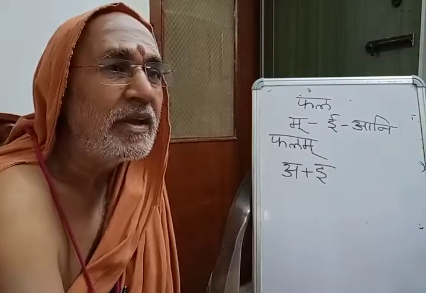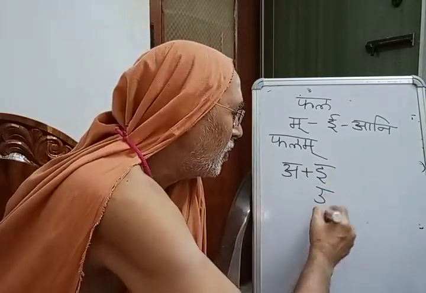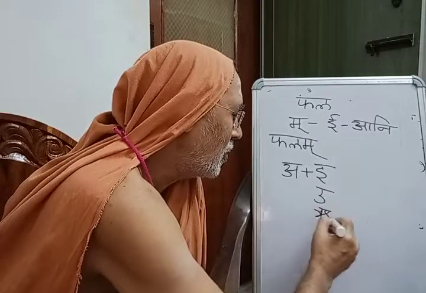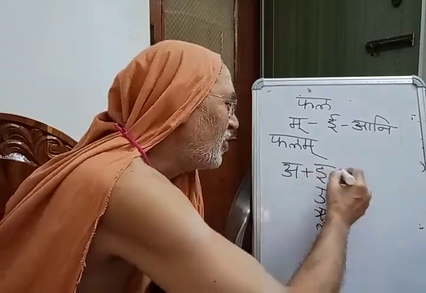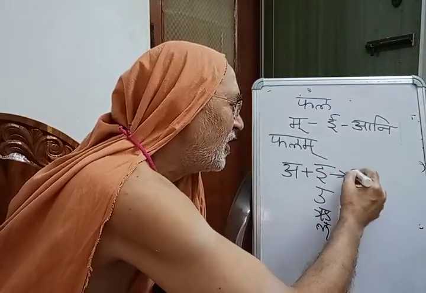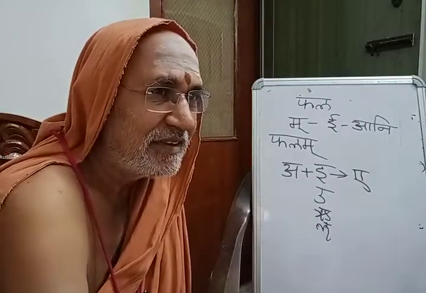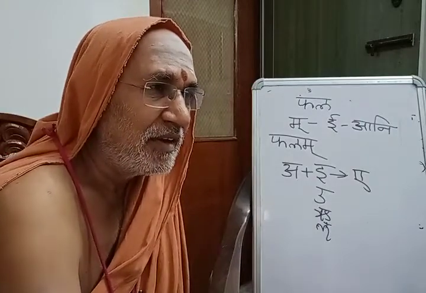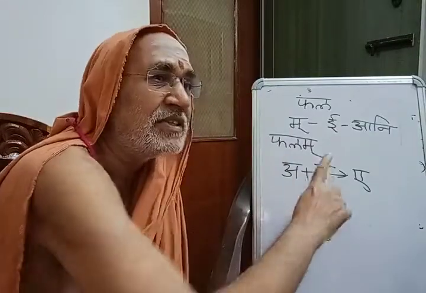Only these 4 letters. A followed by E changes to A. Venkata plus Ishvara, what happens? Venkateshwara, isn't it? Anything. Rameshwaram. Rama plus E. See, A plus E will change to A.